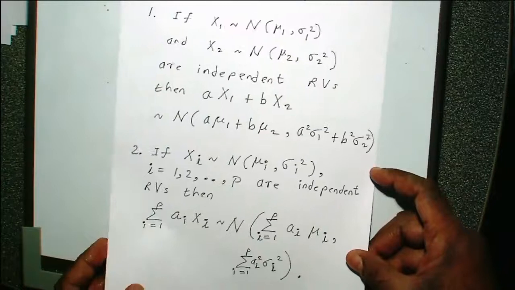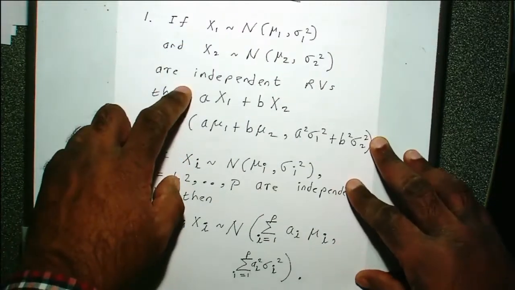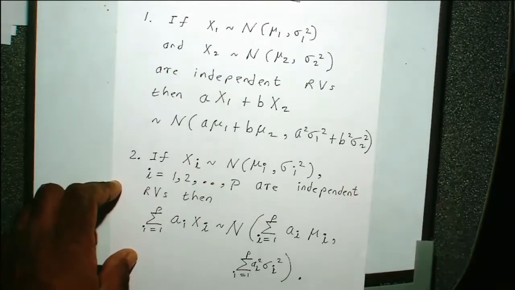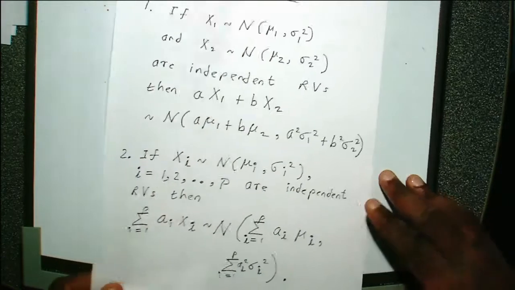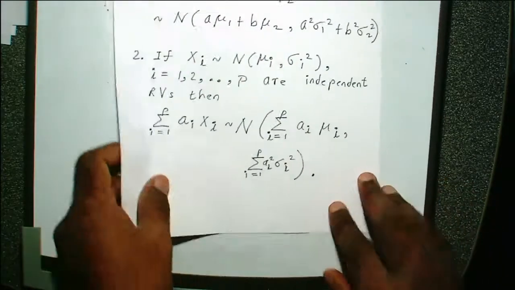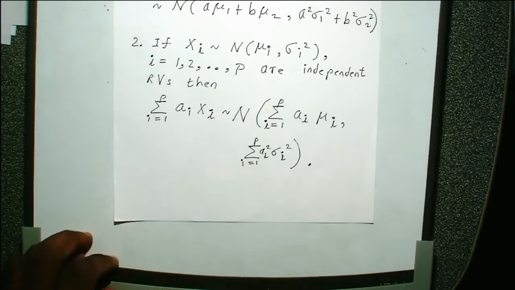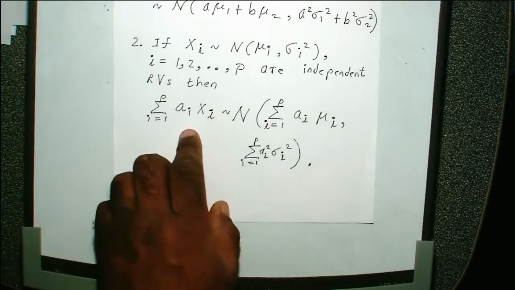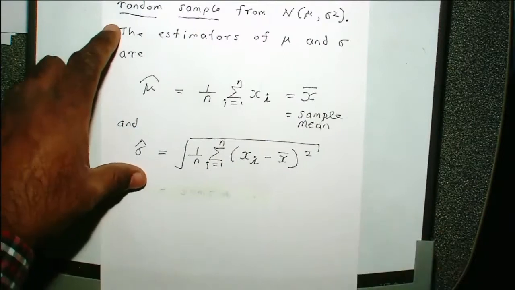Then I talked about two more complicated properties. The first one is that if you have two independent random variables, x1 and x2, both normally distributed, then any linear combination of the two also has the normal distribution, right? And in general, if you have p independent normal random variables, p can be any number, 2, 3 million, then their linear combination is also a normal variable, right? This is a result I mentioned last week.